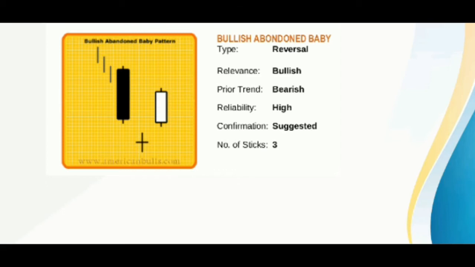The type is reversal. The bullish abandoned baby pattern is a very rare bottom reversal signal. It is composed of a doji star which gaps away, including shadows, from the prior and following day's candlesticks.